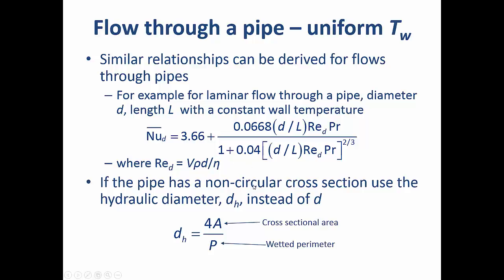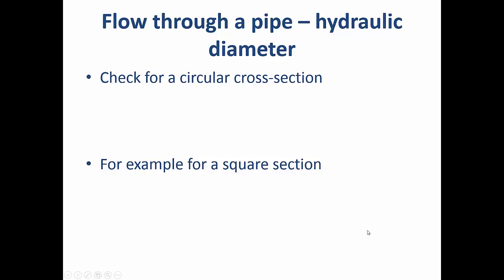Now, of course, not all pipes are circular. If it has a non-circular cross-section, we use something known as the hydraulic diameter, which is defined as 4 times the cross-sectional area divided by the wetted perimeter. We can check whether this makes sense. If we do the check for a circular cross-section, obviously the cross-sectional area is pi r squared. The wetted perimeter, assuming the pipe is full, will be P equals 2 pi r, and hence the hydraulic diameter is 4 times A divided by P, and when you work through that it gives us 2r overall. In other words, the hydraulic diameter in this case is exactly the same as the diameter.